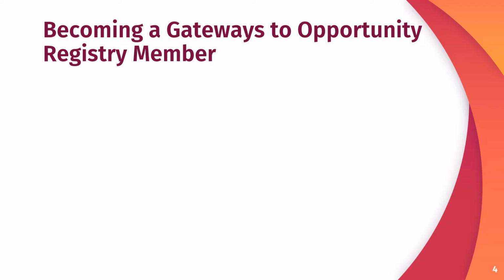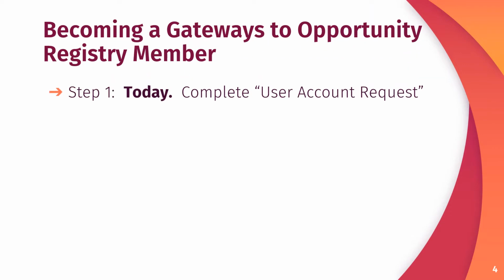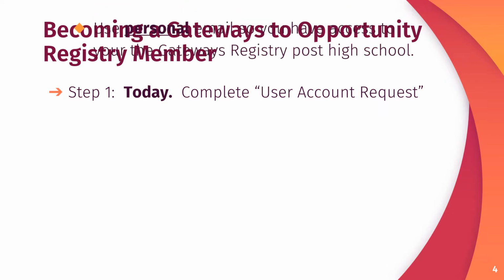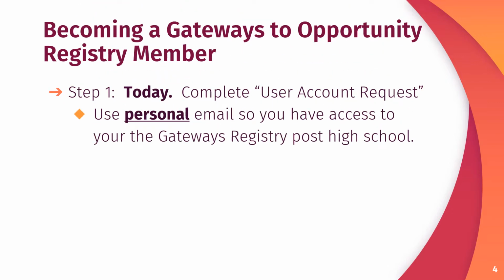The first thing we're going to do in class today is to become Gateway to Opportunity Registry members. We need to do that because that is part of earning the credential. Step one is what we're going to do today. We are going to complete a user account request. I'm encouraging everyone to use their personal email so they continue to have access to the registry even after they graduate from high school.